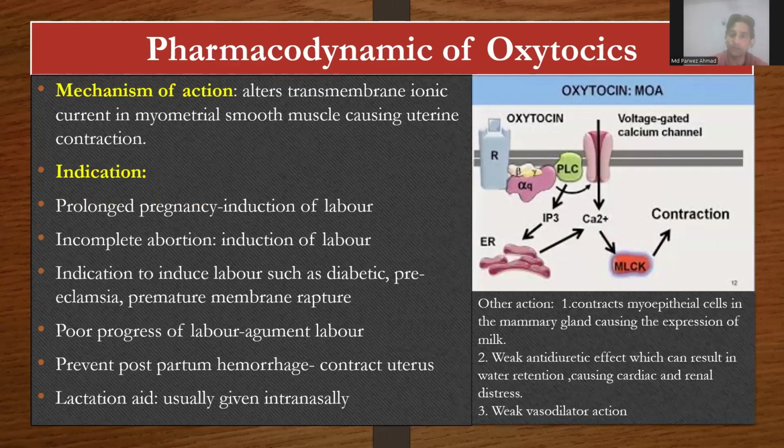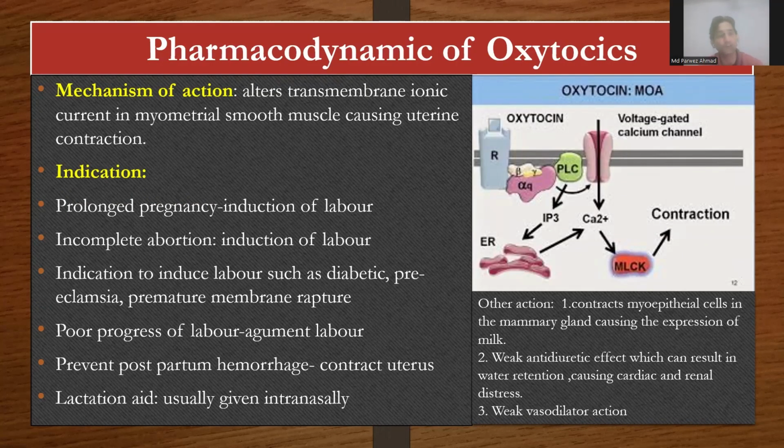The next is the mechanism of action of oxytocin. Basically, oxytocin acts by a G protein coupled receptor. First, oxytocin binds with the oxytocin receptor, which is present in the pregnant uterus, and finally, IP3 and DAG secondary messengers are formed, which are responsible for the influx of calcium ion. Once calcium ion influx occurs, it phosphorylates the MLCK, and finally uterine contraction takes place. So this is the simple mechanism of action of oxytocin.